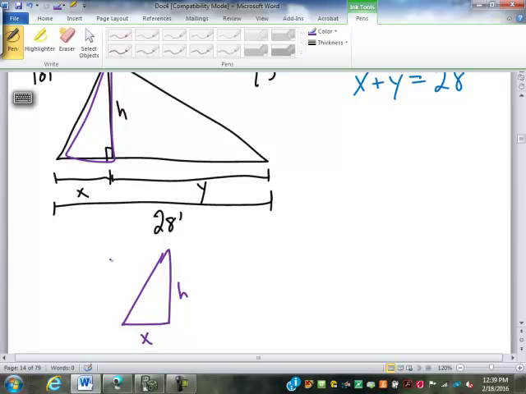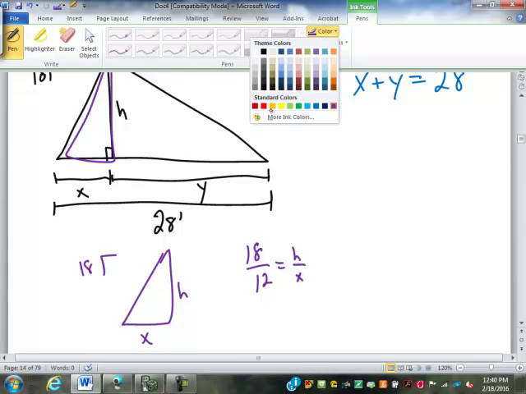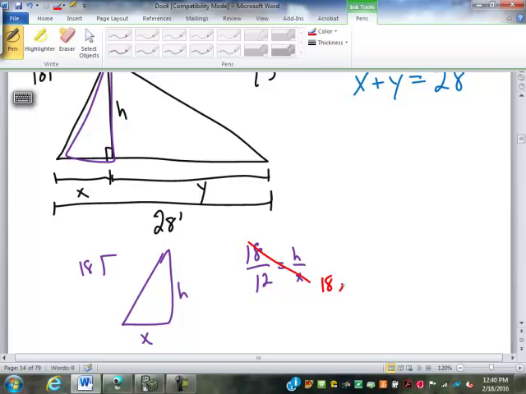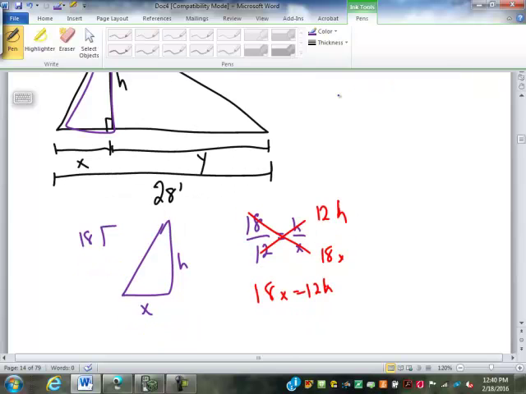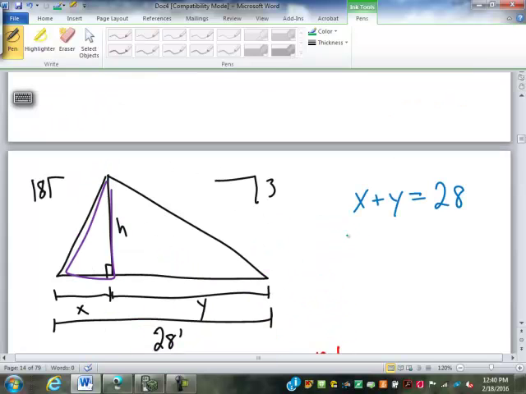Where we have x and h, and it is an 18 and 12 slope. So 18 over 12 equals h over x. Cross multiplying gives you 18x and 12h. 18x equals 12h. Dividing by 18, x equals 2/3 h. So that means this is going to be 2/3 h.